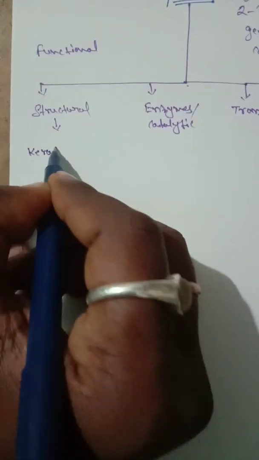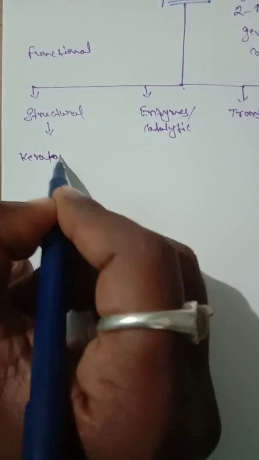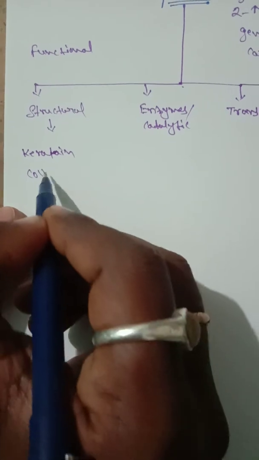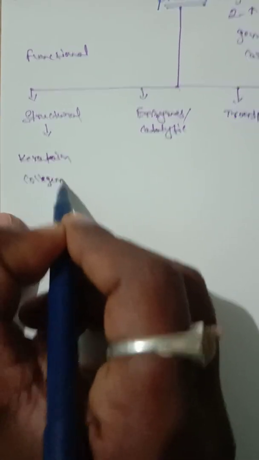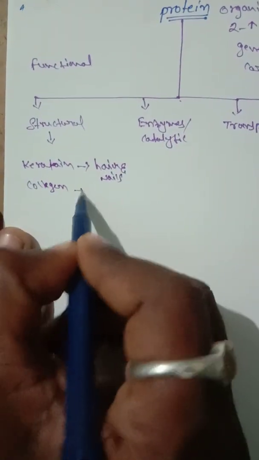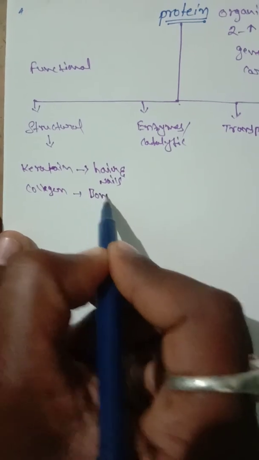Examples are keratin and collagen. Keratin is present in the hair and nails. Then collagen is present in bones.